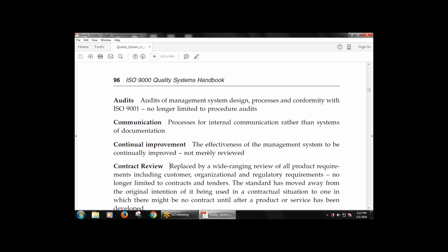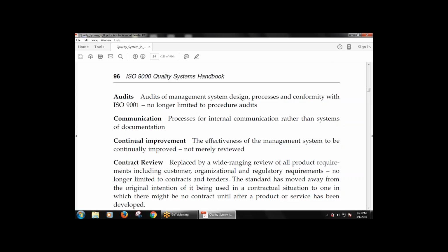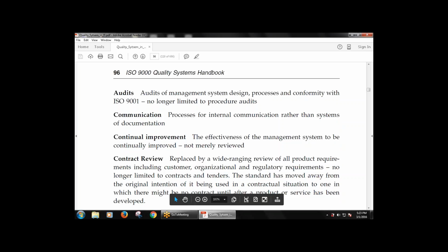Then contract review. The contract is replaced by a wide-ranging review of all the product requirements, including the customer, organizational, and regulatory requirements, no longer limited to contracts and tenders. The standard has moved away from the original intention of being used in a contractual situation to one in which there might be no contract until after the product or service has been developed.